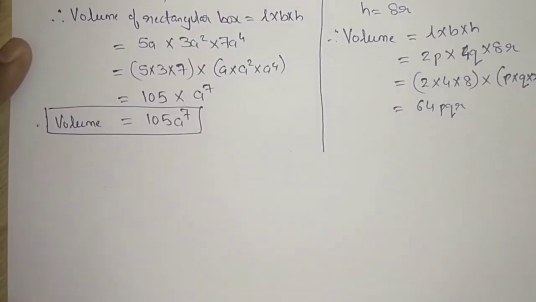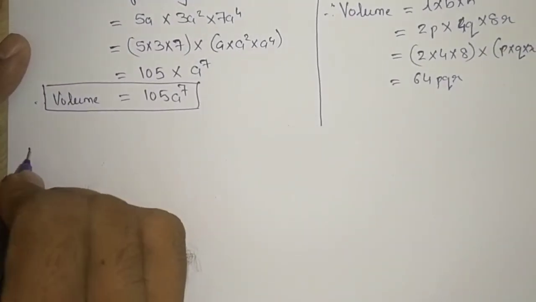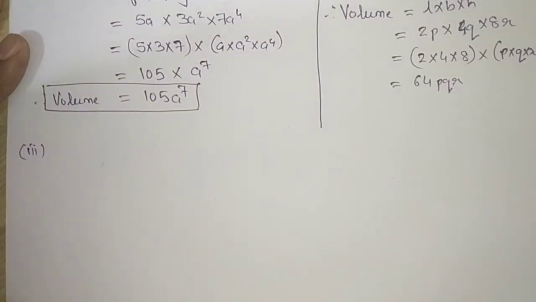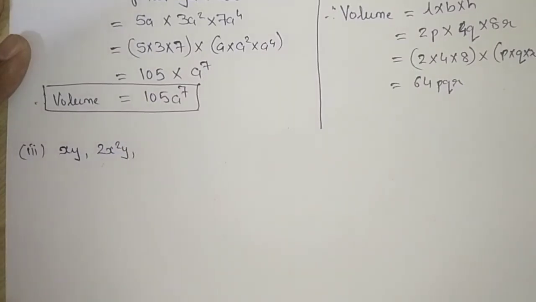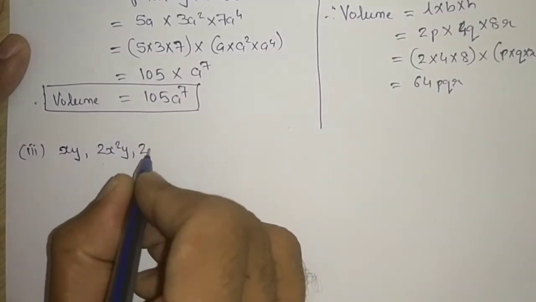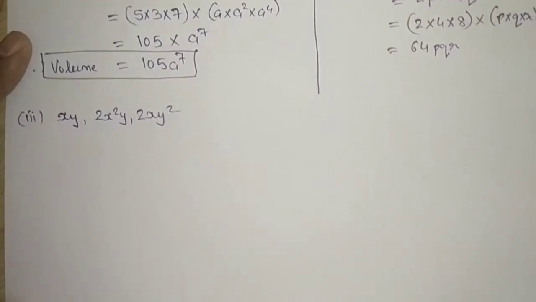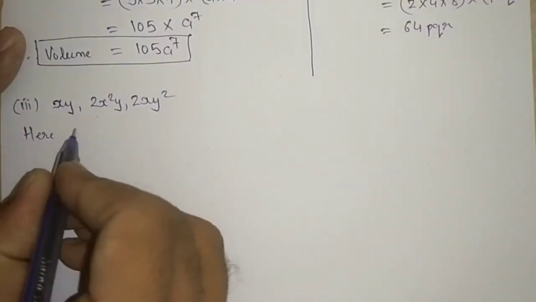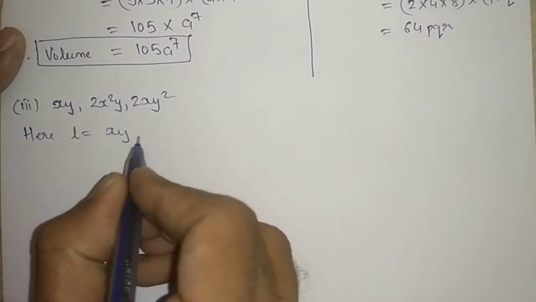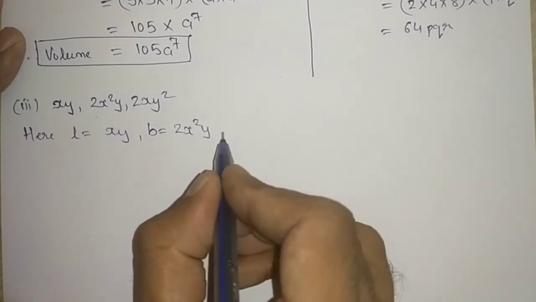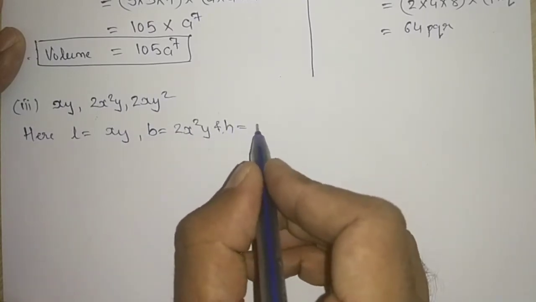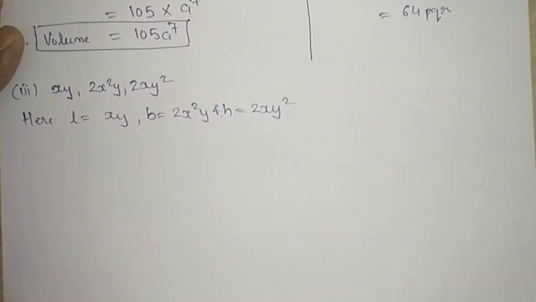Moving to the third part. Third part question is xy, 2x square y and 2x y square. So here L is equal to xy, breadth is equal to 2x square y and height is equal to 2x y square.